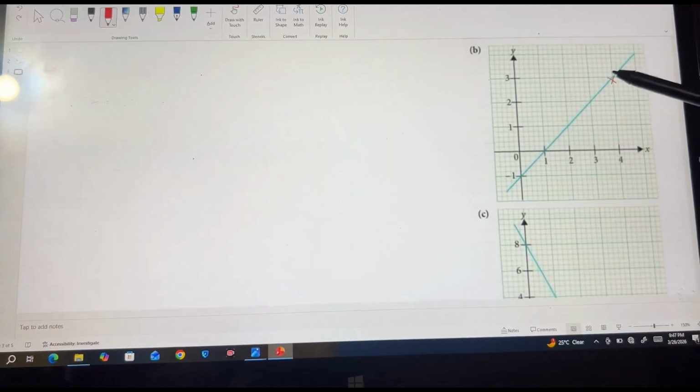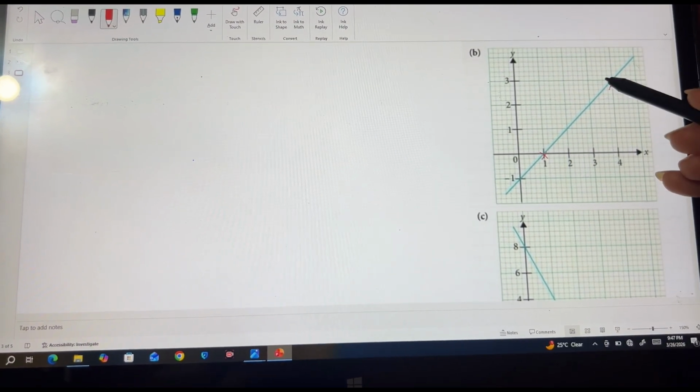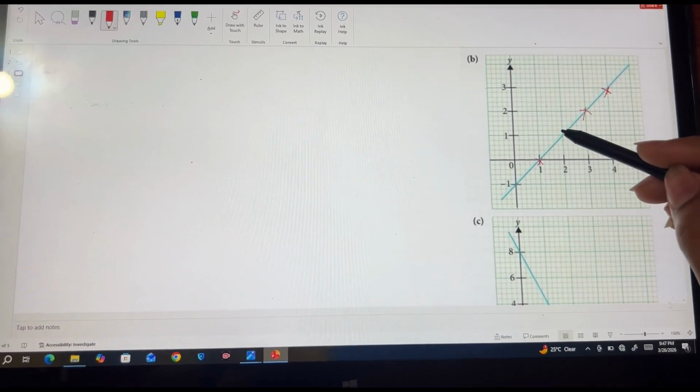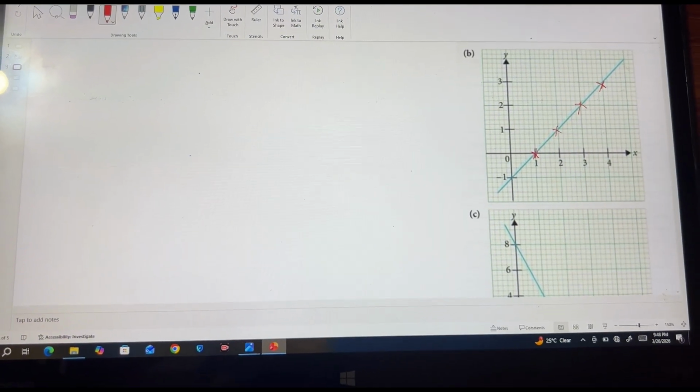You can take this 3 and this one. It is also up to you. You can take this 3 and this 2. This is also up to you. You can take 1 and this 0, this point. This is totally up to you.